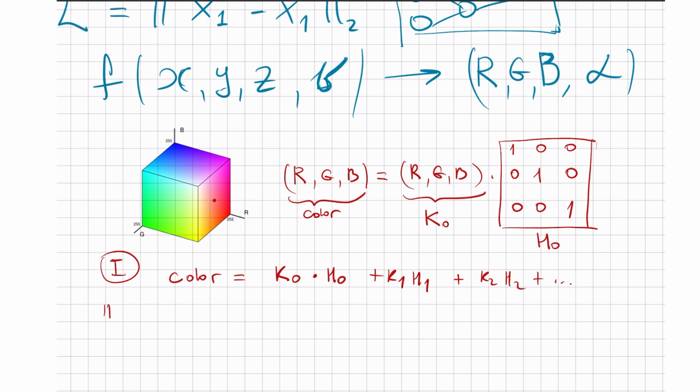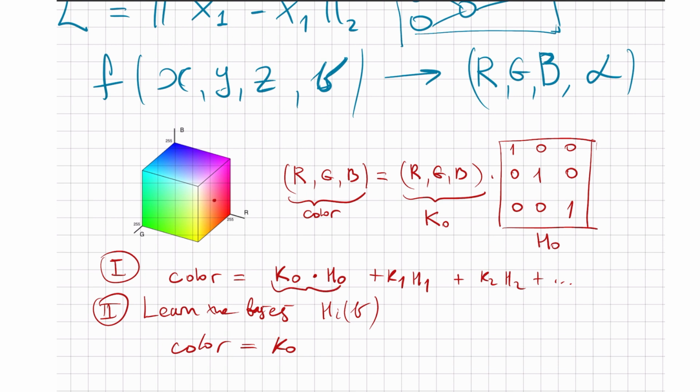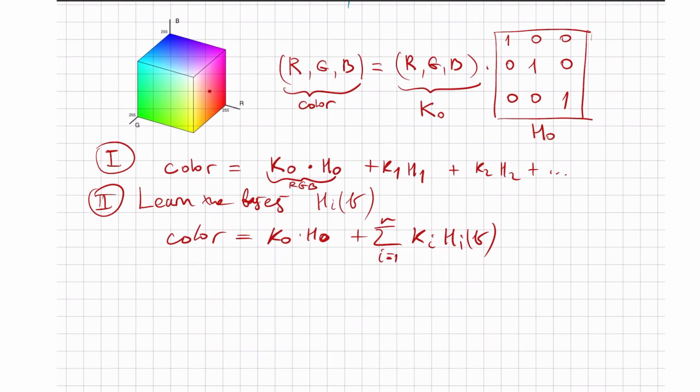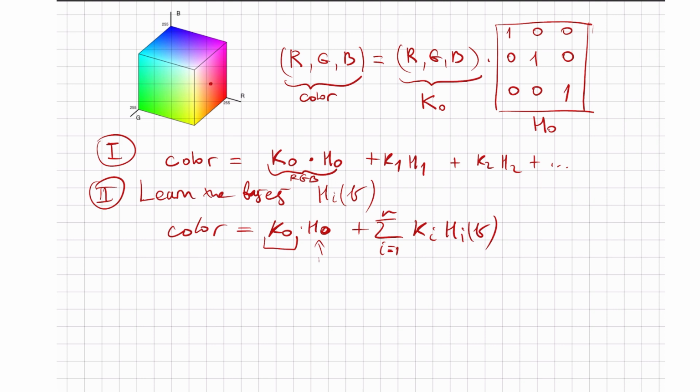So that's why there is another proposal from the paper. Let's learn the basis. In this case, they make the basis Hi depend on the angle, and it's not fixed, but randomly initialized at the beginning, or initialized as an identity matrix. So initialized as RGB space and then learned using a neural network. In this case, the color would be, so they leave the first basis as it is, RGB space. They don't learn it, it's just good to have it. And plus they have a lot of others from 1 to n, ki, hi at v. So what's happening here is that this is learnable, this is fixed, this is fixed, this is also learnable, and this is learnable.